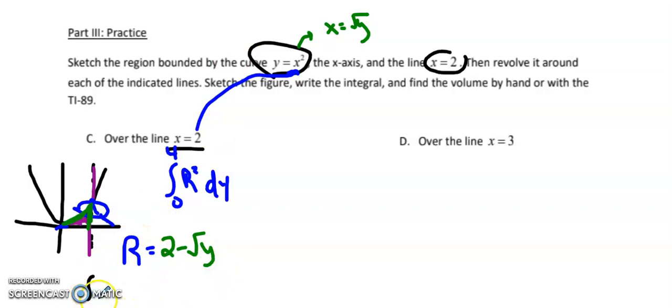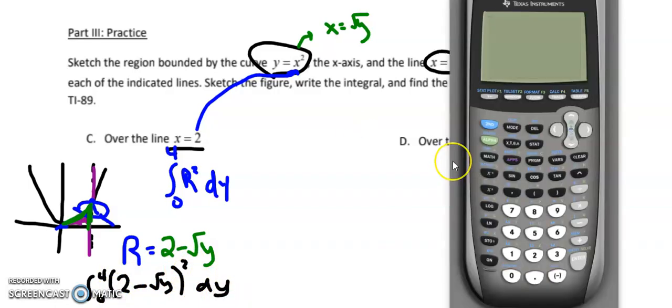And the integral that I need to evaluate is from 0 to 4, and then 2 minus rad y all squared, and we're going to say dy there. And now let's work to put that into our TI. One way to do it is just to do the alpha f2, which gets us our integral, choice 4, and it gives us the integral symbol. So our lower limit is 0 and our upper limit is 4. So I type in 0, move up, type in 4.